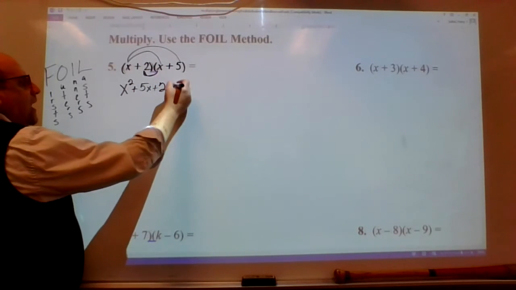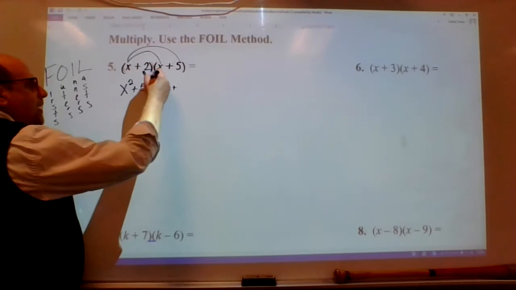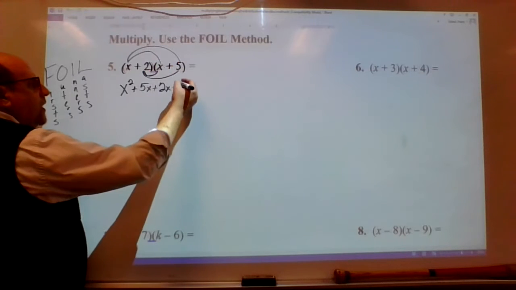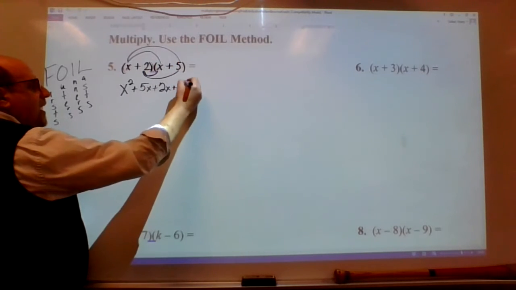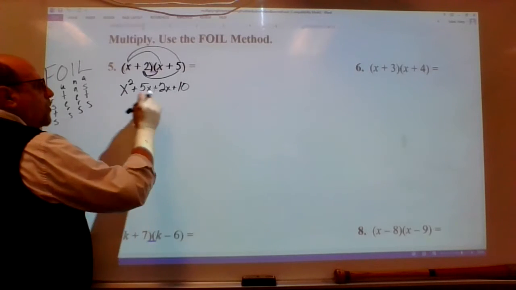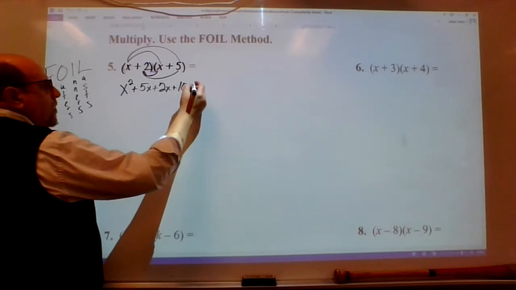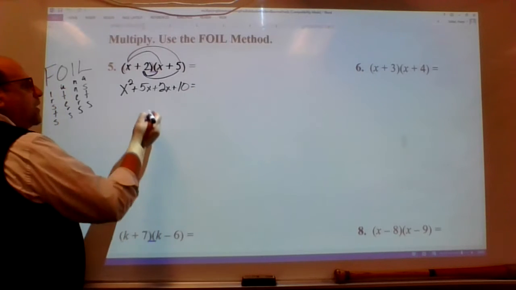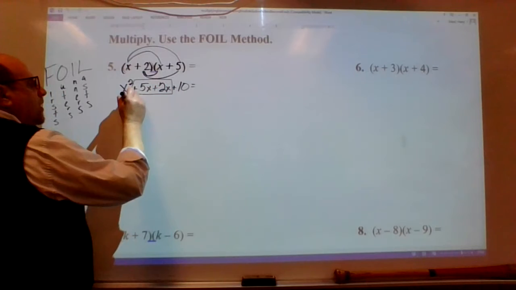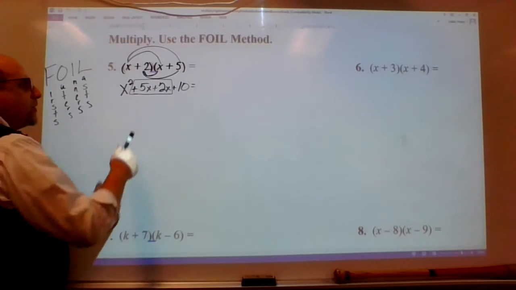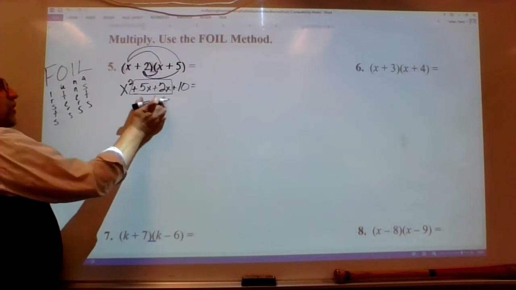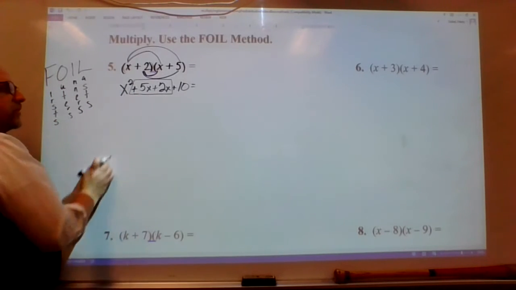And lastly, we're going to add to it the last terms in each binomial. And 2 times 5 is 10. And what you come up with is what will eventually be our quadratic equation, but we have to satisfy this whole thing first, right? So we have to combine these like terms. If you do it in this order, you're always going to come up with like terms in the middle.